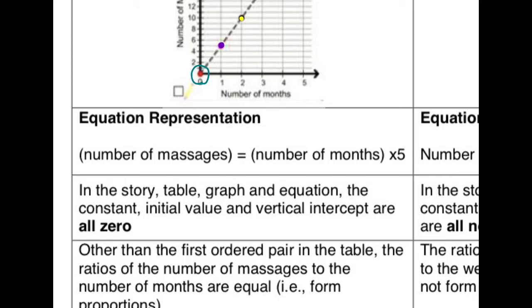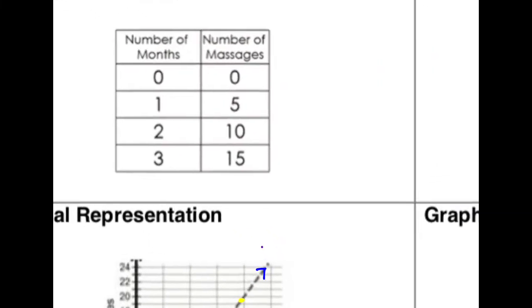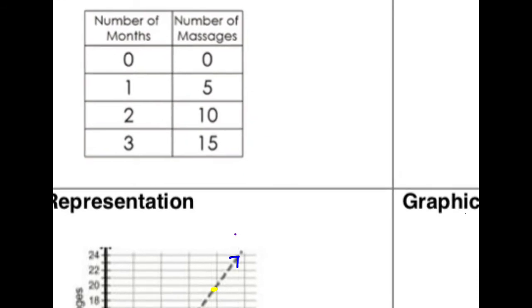There's another characteristic of direct variation. Let's go back to the table for a second. If it's a direct variation, the ratio will be the same. So let's take a look. This is 1 to 5. This one is 2 to 10, which equals 1 to 5 because both numbers can be divided by 2. 3 to 15, both of them can be divided by 3. The ratio is going to be 1 to 5. So if this is a direct variation, the ratios will be the same.